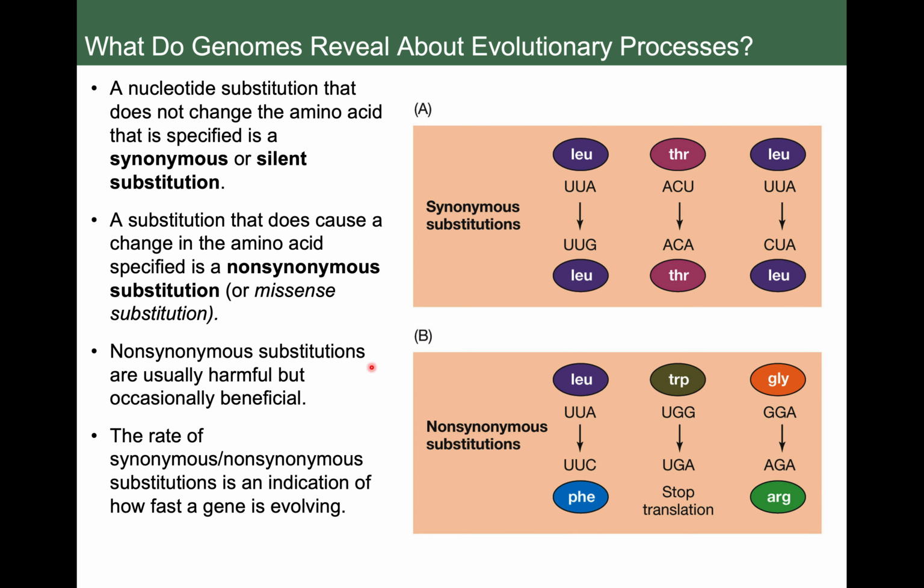So a lot of what you'll see in this field of studying molecular evolution is, again, doing these alignments, looking at these different types of substitutions, and in particular, there's often a focus on the rate of synonymous versus non-synonymous substitutions, because that rate can give you some indication of how fast any particular gene is evolving.